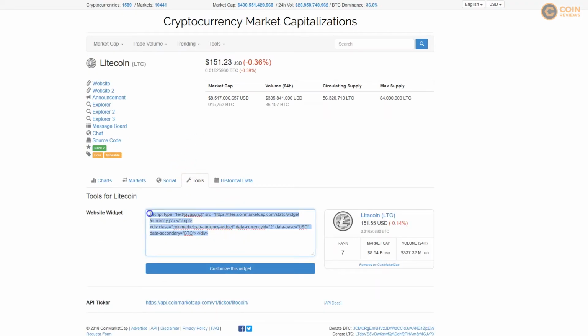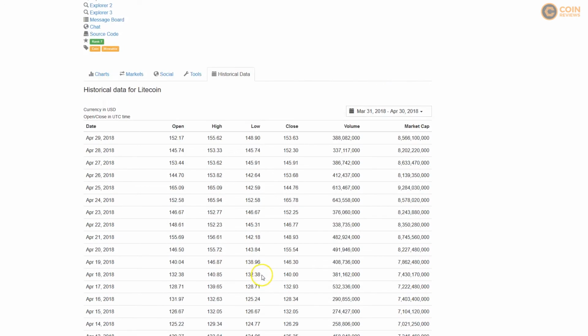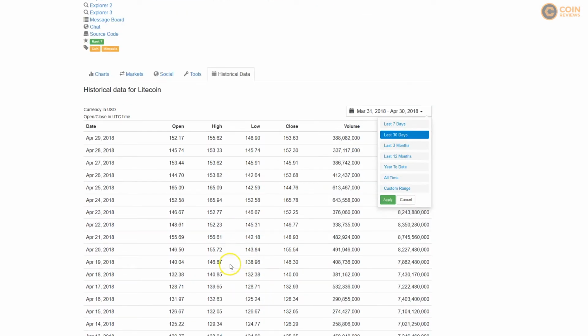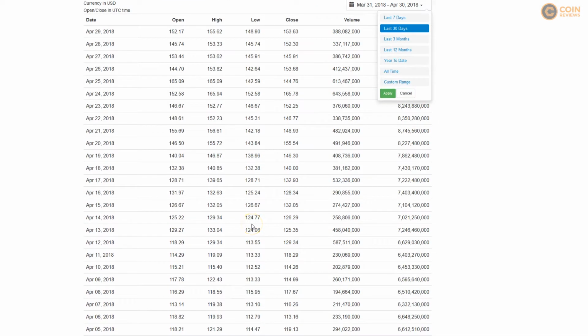Here we've got some tools. If you run a website and you want to put the live price of a coin from CoinMarketCap onto your website, you can just grab this widget, paste it onto your site, and you will get something that looks like this, and you can customize that if you want to. You can go through historical data for whatever coin you want over here, and you can change the ranges, whatever you want. Custom range even works. So you can basically find the price of anything from any time in history that you want.